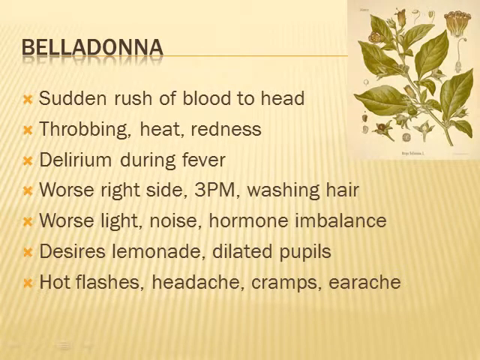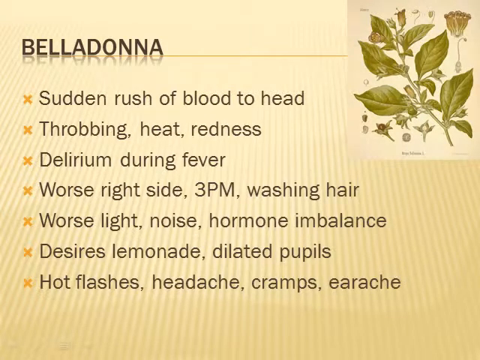In fact, the remedy belladonna means beautiful woman, and the reason it's called belladonna is that in Europe women would actually put a little bit of this herb, it's Atropa belladonna, and atropine is a drug that's made from it, but they would actually put some of this in their eyes to make their pupils dilate so that they would look more beautiful.